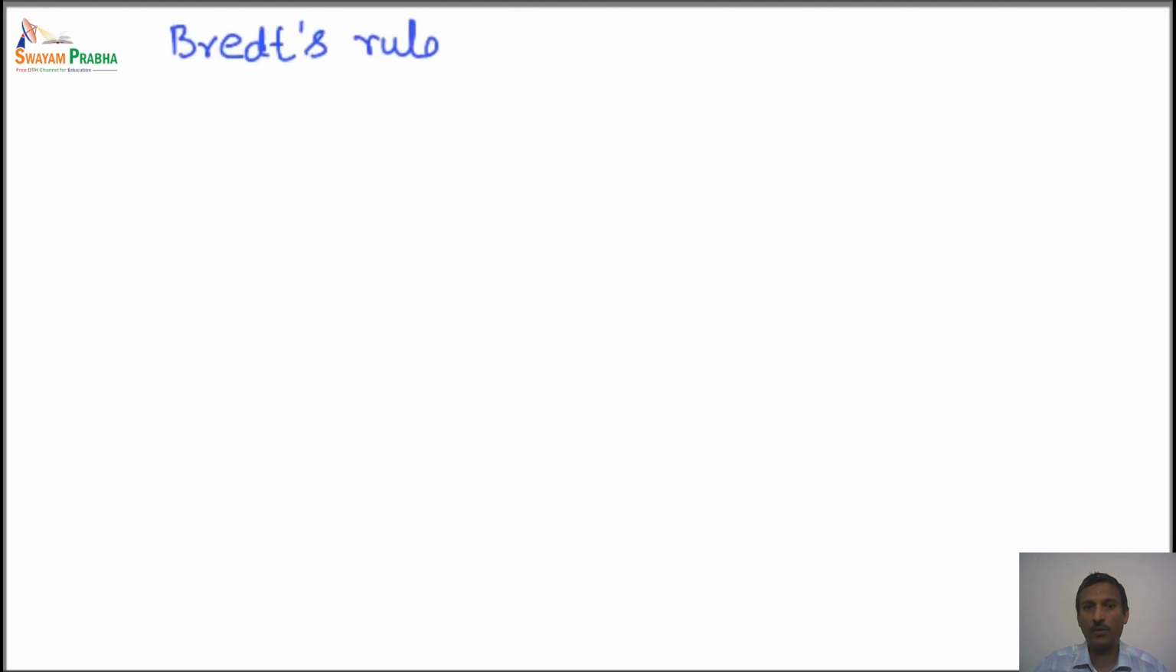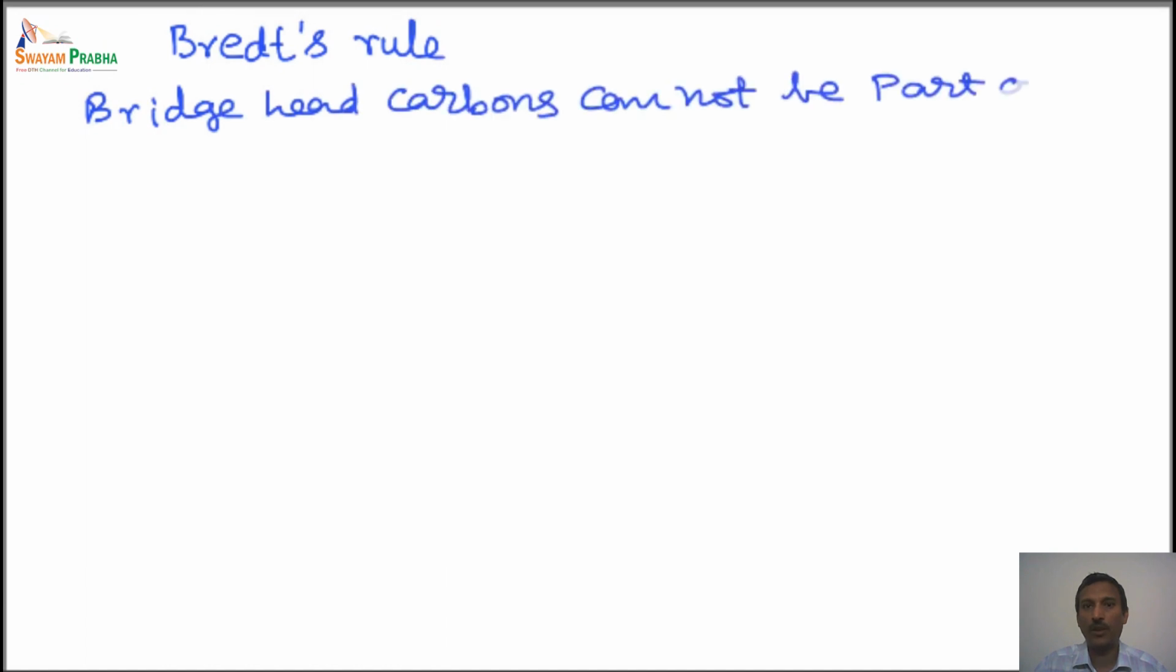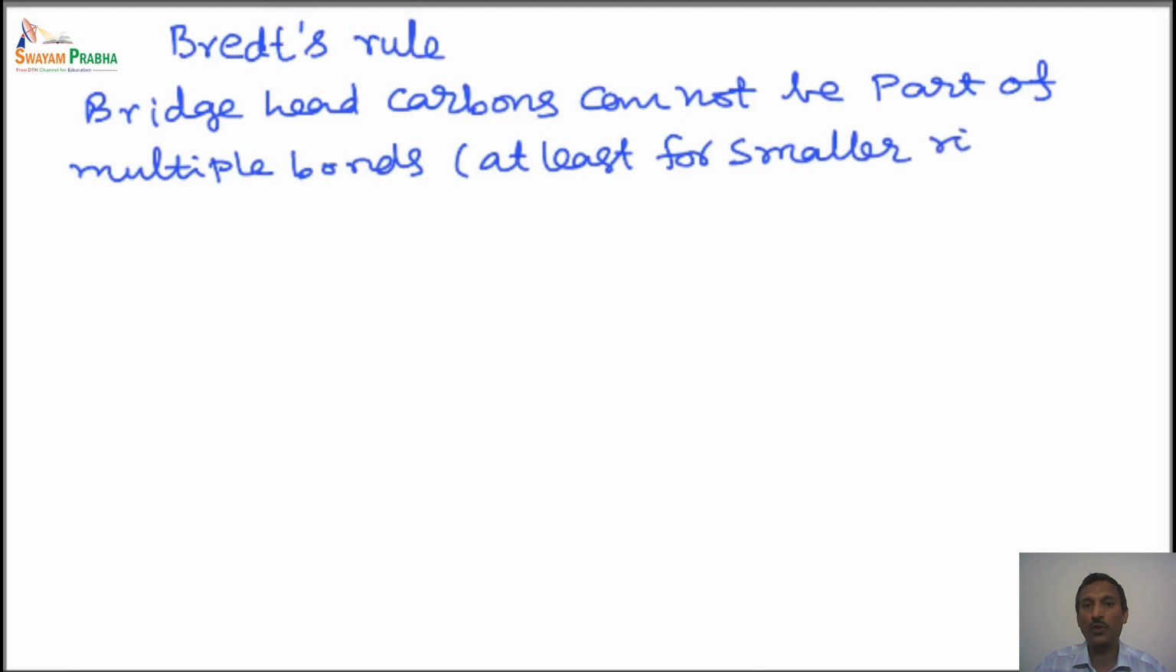Let us look at Bredt's rule. In this rule, what we study is that bridgehead carbons cannot be part of a multiple bond, that is, pi bonds and double bonds cannot be formed, at least for smaller rings. So this is Bredt's rule. Let us look at the example here.